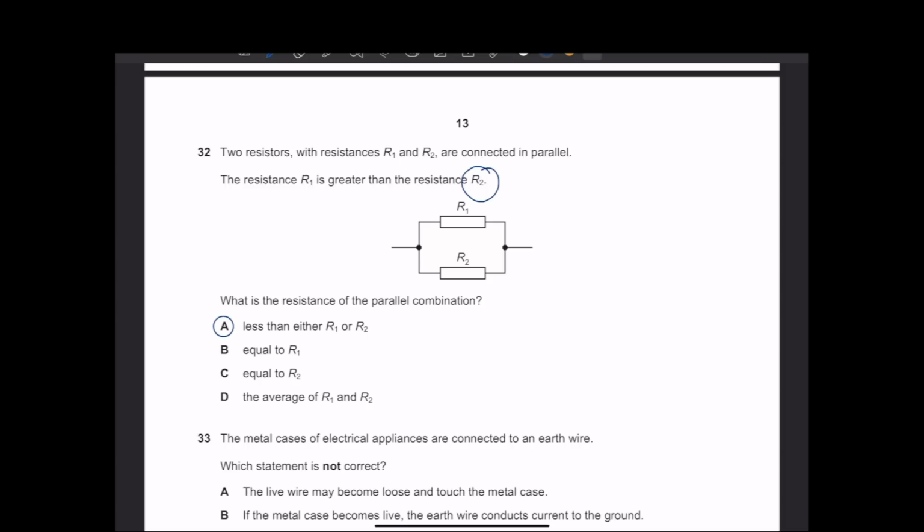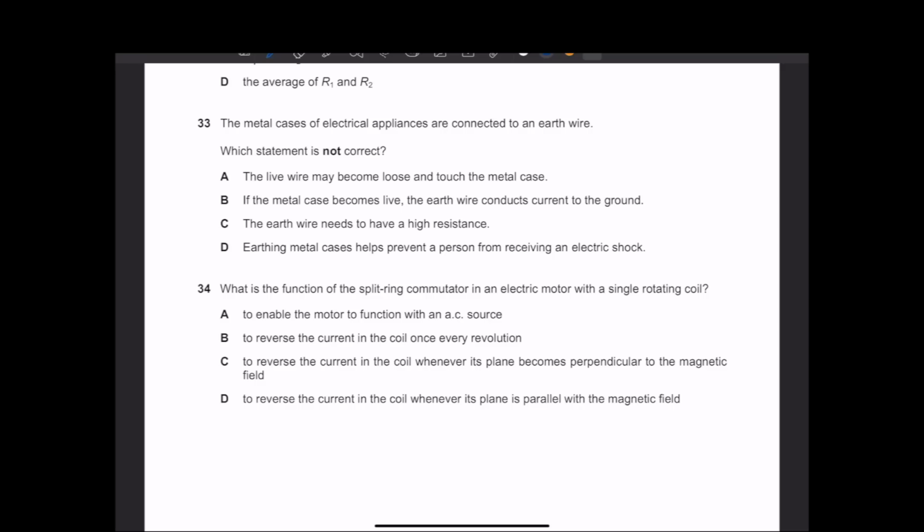There is no doubt for this. The answer here should be smaller than the smallest one. Remember, no parallel resistance is smaller than the smallest one. Even if you have 1 ohm and 1 megaohm connected in parallel, the total resistance will be less than 1 ohm.